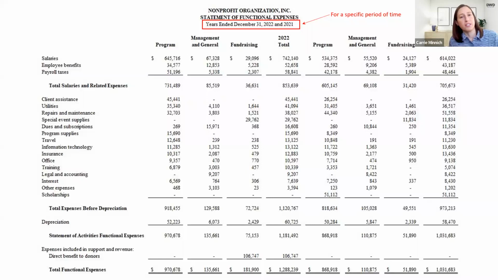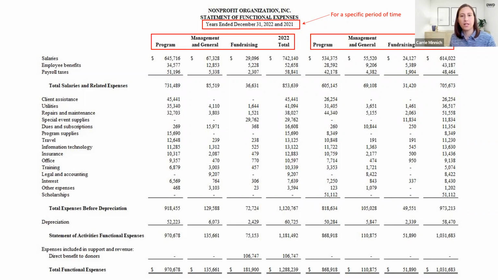So this is a statement of functional expenses. Just like the statement of activities, it is for a specific period of time as opposed to just one date. So it is for the total year ended. Again, we have multiple columns for each year. So for 2022, all nonprofits have to allocate expenses between at least 3 functions: program, management and general, and fundraising. If you have more than one significant program, you might have multiple programs listed here. This organization primarily just has one program, so they've put all their program expenses together.